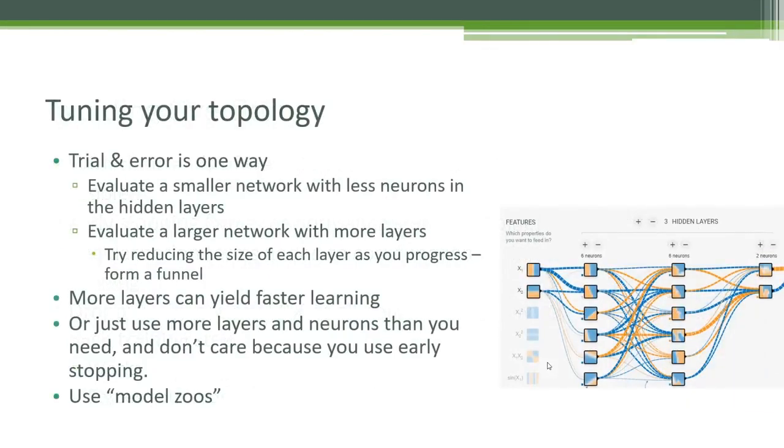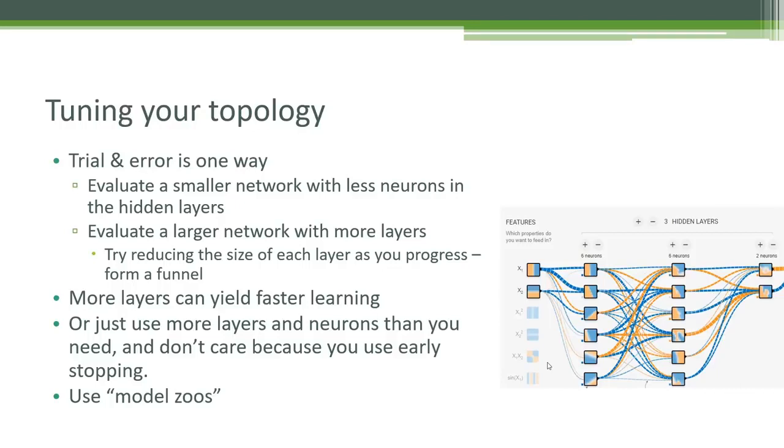Let's talk about tuning your topology. Another way to improve the results of your deep learning network is to just play games with how many neurons you have and how many layers of neurons you have. One way of dealing with it is just trial and error. It's kind of what we did in TensorFlow Playground. But there can be a methodology to that even.